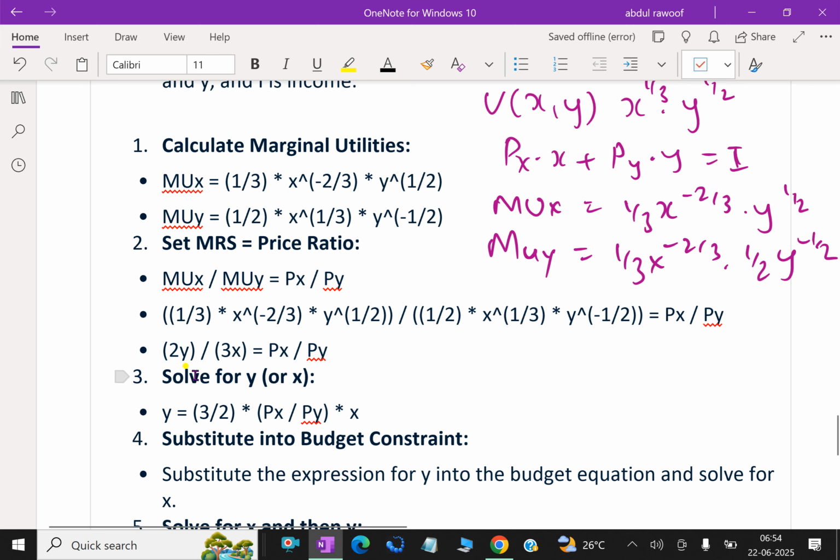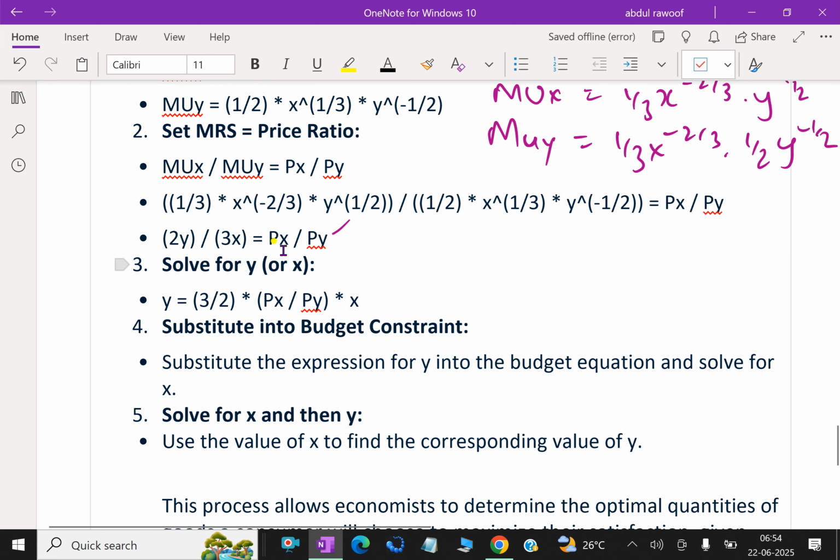Then after simplifying, it becomes 2y over 3x equal to px by py. That means after substituting these values, we get this. Solve for y or x. If the prices are given, then we can solve for x or y. For example, y equals 3 by 2 into px by py into x. Even x you can solve for.